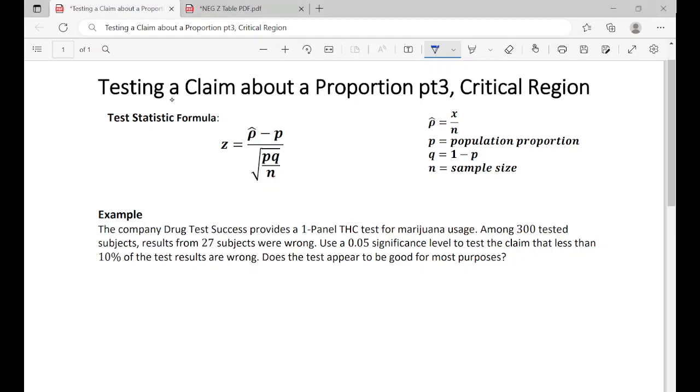In this video, we're going to be testing the claim about a proportion, and we're going to be using the critical region method. This is the formula for the test statistic, but I'm going to be using a calculator, so if you want to do it by hand, this is the formula you would use, and this is what each part of the formula means.